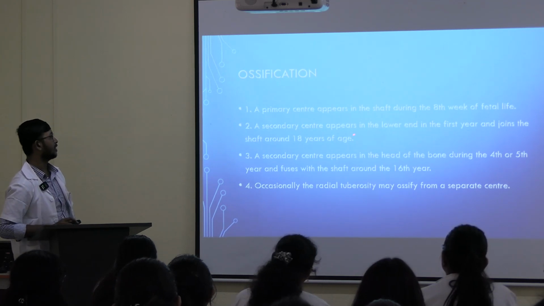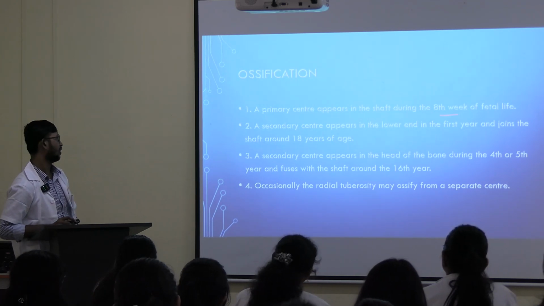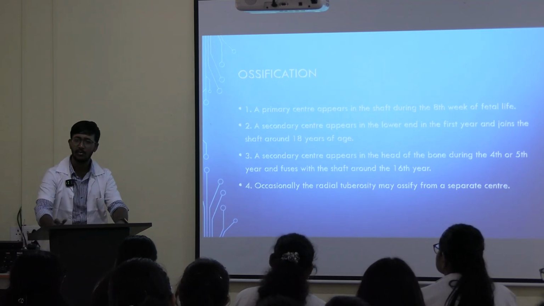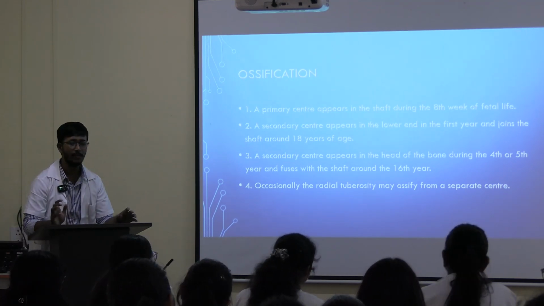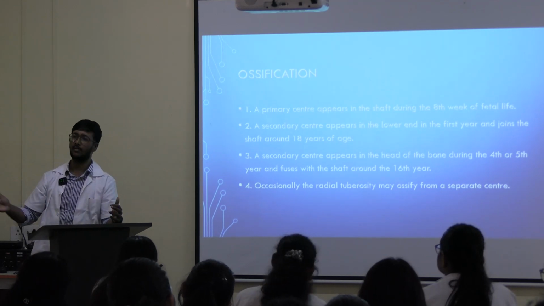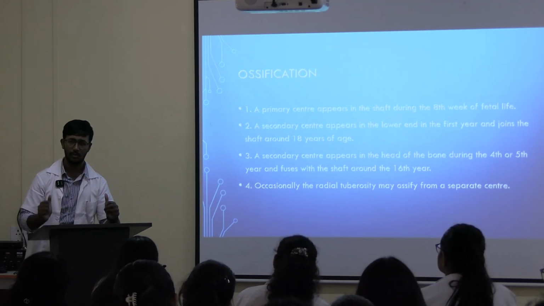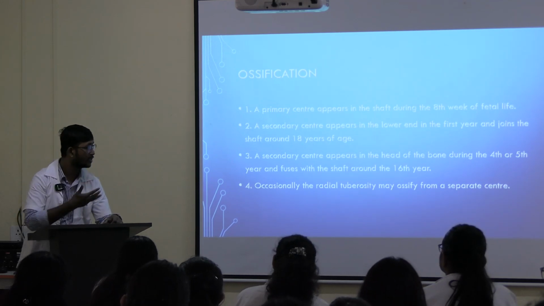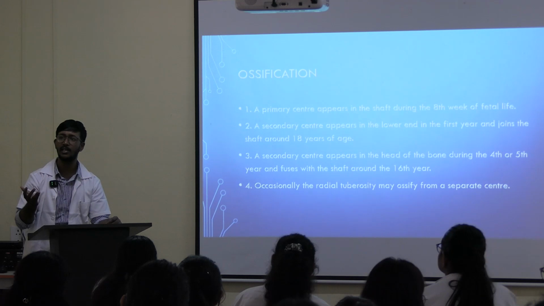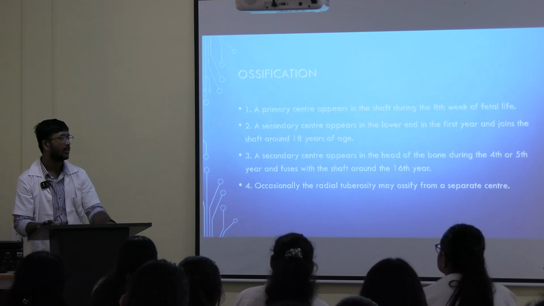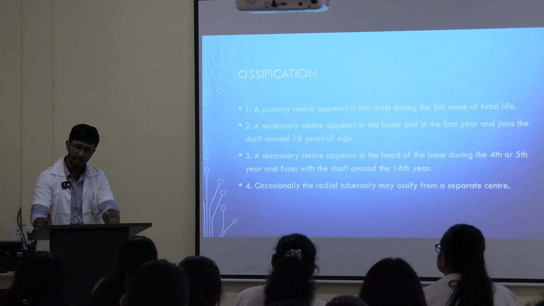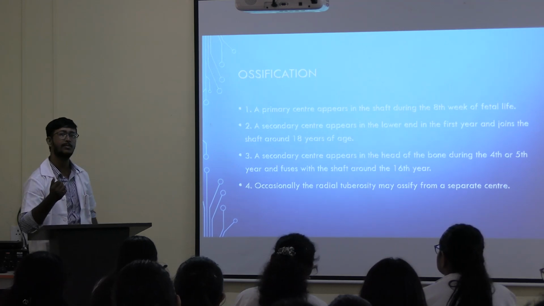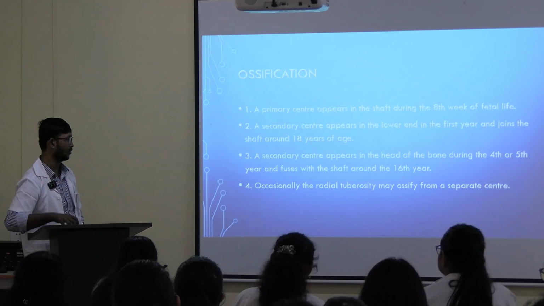The secondary center appears in the lower end in the first year and joins the shaft at 18 years of age. In forensic medicine you will study that there are many bones in our body which ossify very late in our lives. Like the pisiform bone, one of the carpal bones, it ossifies at 9 to 12 years of age. Certain other bones ossify even at 45 years of age. Some parts of the sternum ossify at 45 years of age.